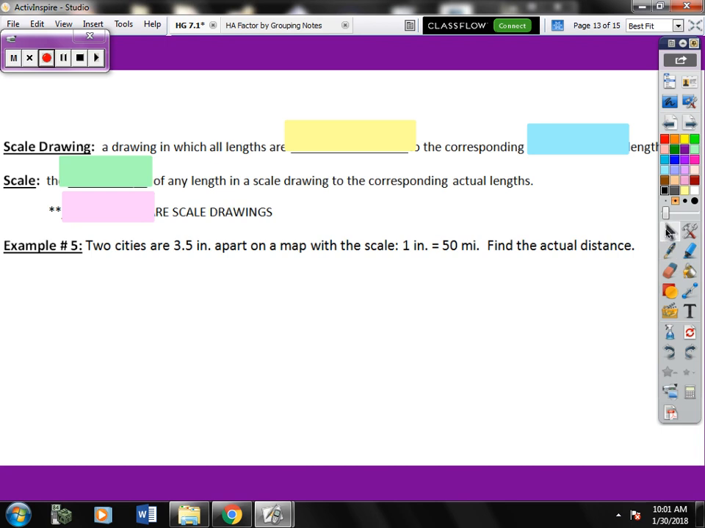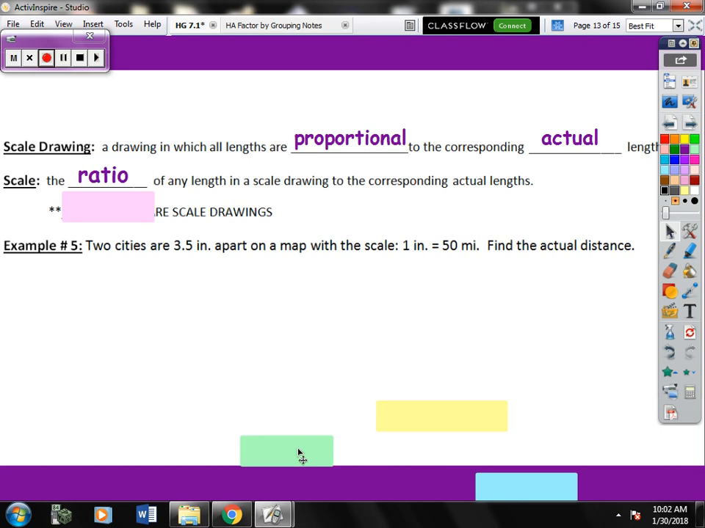A drawing in which all the lengths are proportional to the corresponding actual lengths. So on the maps, they give you that little key that tells you 1 inch represents however many miles or kilometers or whatever. And that's called our scale. So the scale is the ratio of any length in the drawing to the actual length. This says maps are scale drawings.